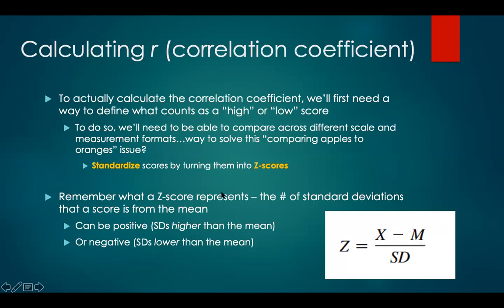So we've done this before. Remember what a z-score represents. It's the number of standard deviations that score is from its own mean. Z-scores can be positive, when the score is higher than the mean, or negative when the score is lower than the mean. And here's the formula. z equals a score minus its own mean, divided by its own standard deviation.